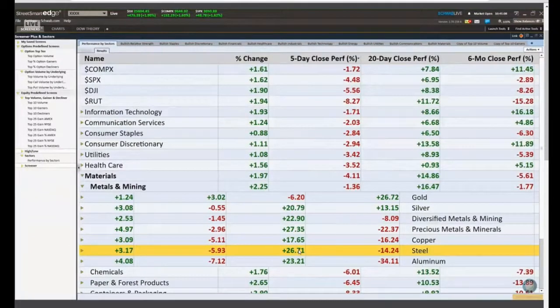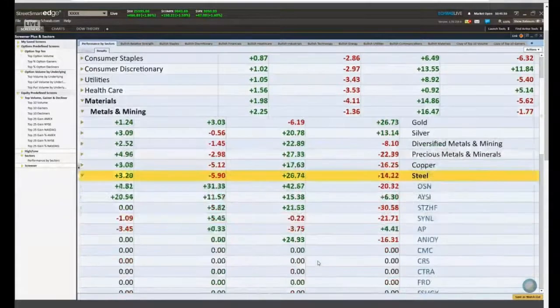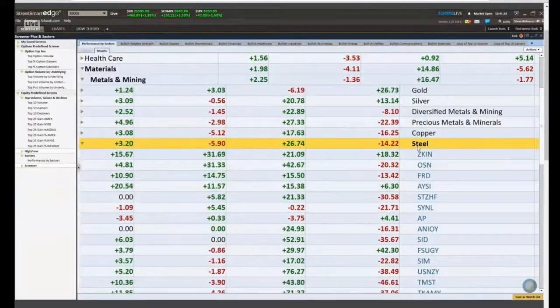So what's really good about this, everybody, if you keep opening this up, you say, oh wow, steel's doing way great, maybe I should look at that. Not to say that's what you should be doing, but you get down to this point and you see the individual symbols here. You can click Save as Watch List, and then you can open this up in a watch list tool as well.